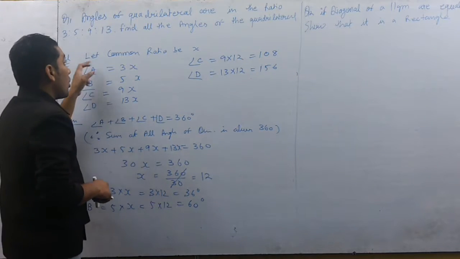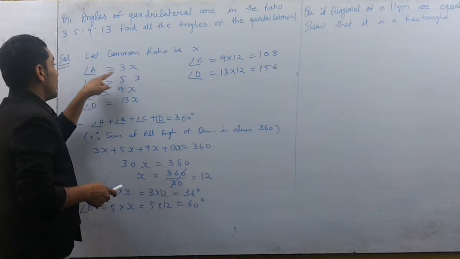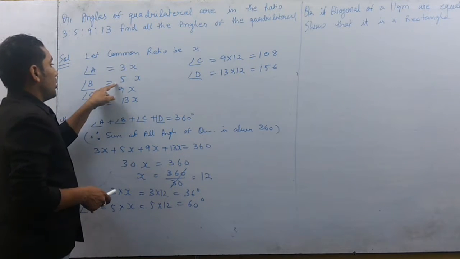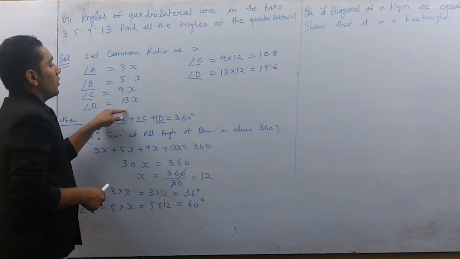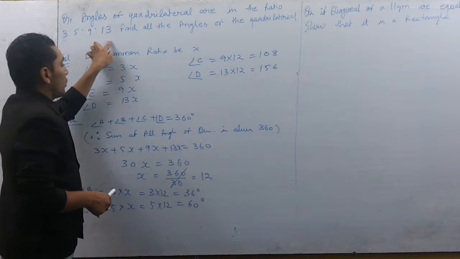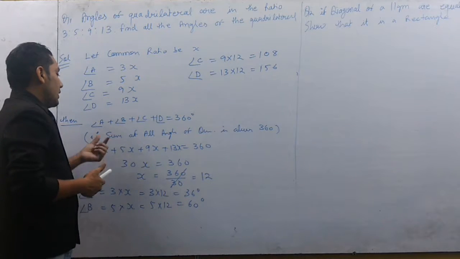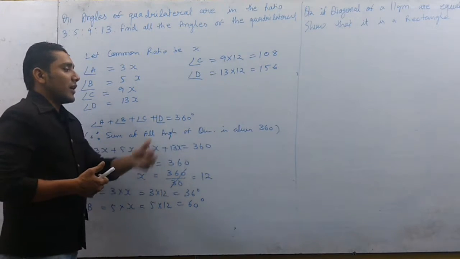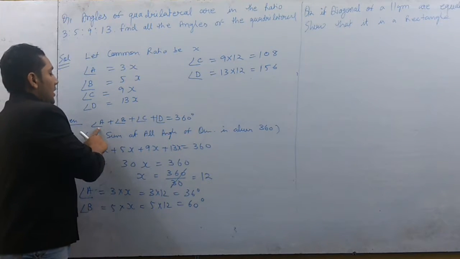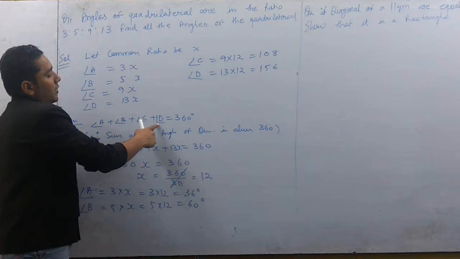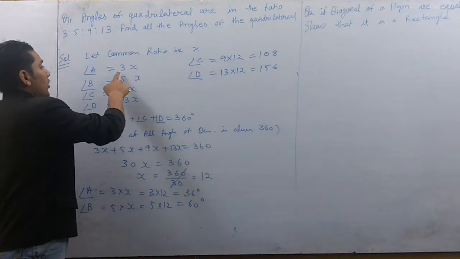Let us suppose the common ratio is x. Then angle A is equal to 3x, angle B is equal to 5x, angle C is equal to 9x, and angle D is equal to 13x according to the question. Then the first property is that the sum of all angles of a quadrilateral is 360. So according to this property, angle A plus angle B plus angle C plus angle D is equal to 360.